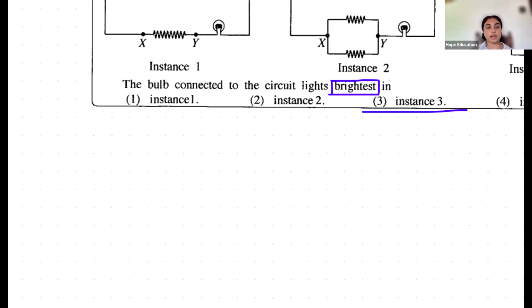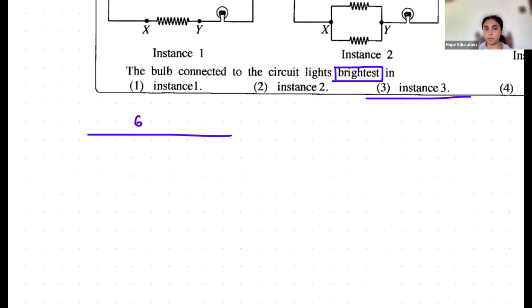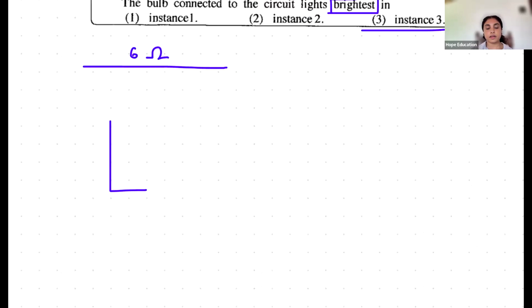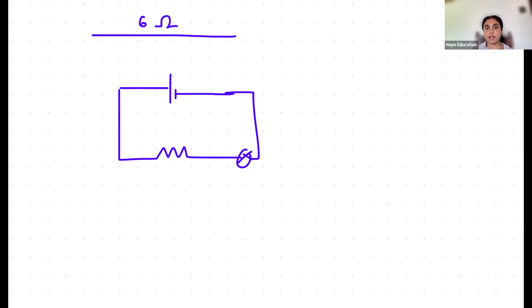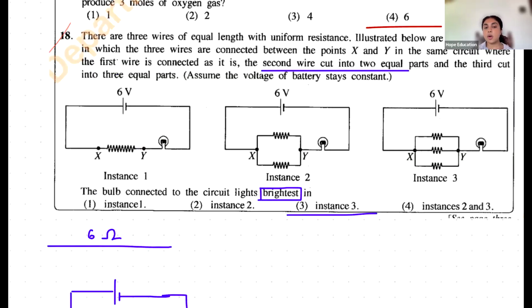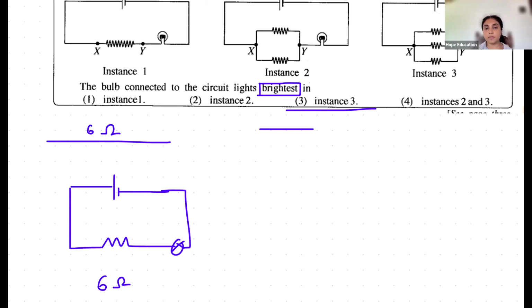Let's put a value for this. Let's say for an example this wire is 6 ohm. In instance 1, I connect this wire directly. I'll show this wire as a resistor. I connect the 6 ohm resistor directly to the circuit, so the resistance is 6 ohm here. Next, in the second instance, the wire is cut into 2 equal parts. So the 6 ohm cut into two equal parts would be 3 ohm and 3 ohm.